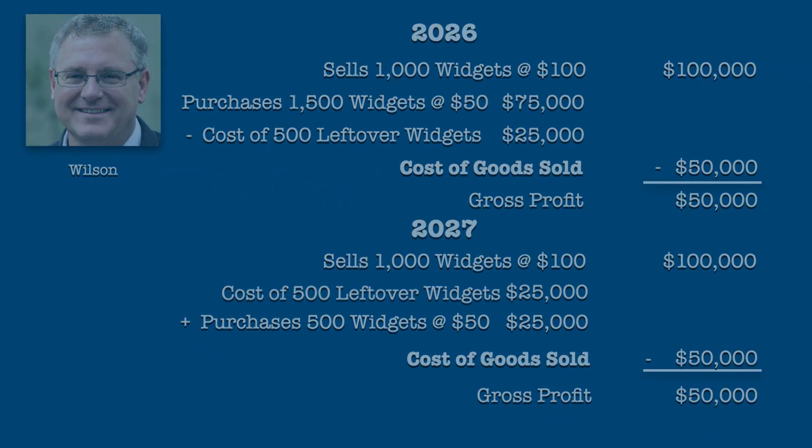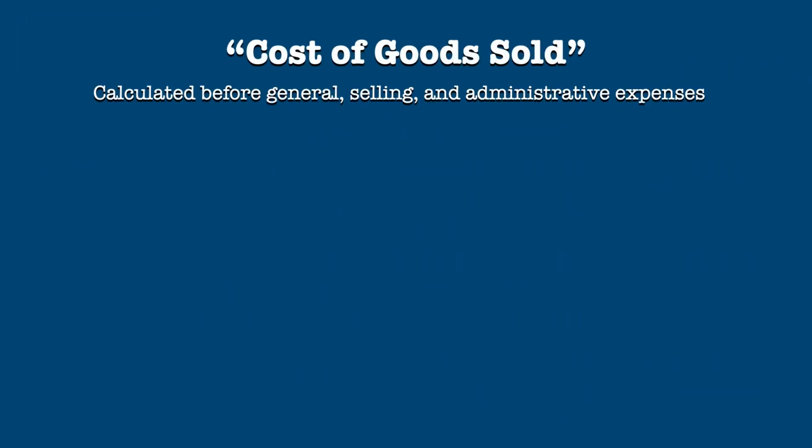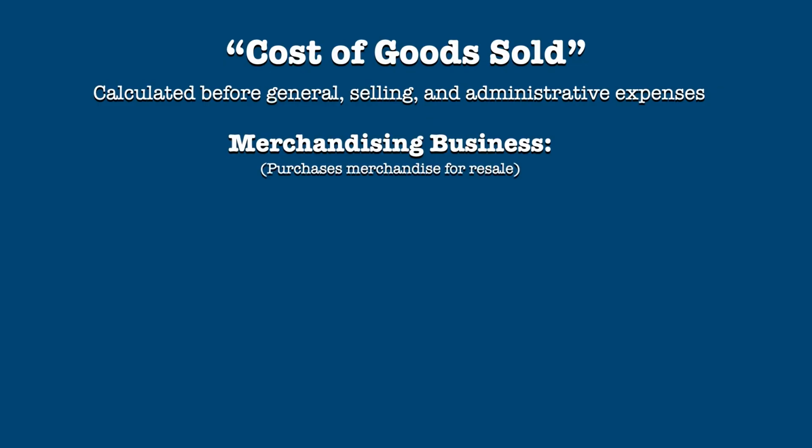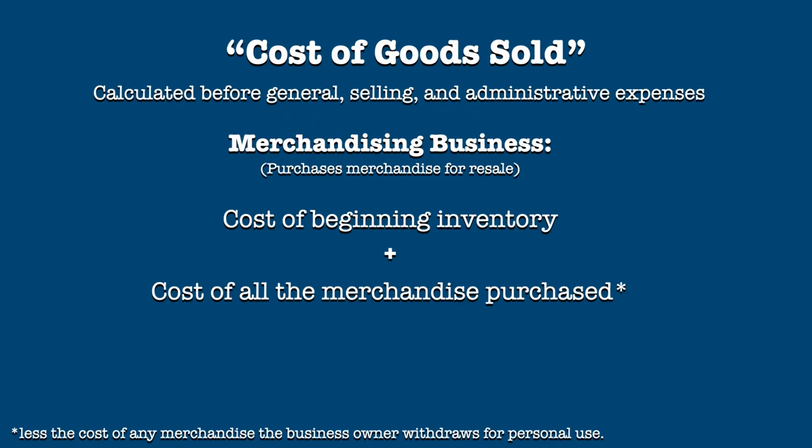Thus, we have the concept of cost of goods sold, which should be calculated before deducting from income any general, selling, or administrative expenses. Cost of goods sold for a merchandising business is calculated this way. You start with the cost of any inventory you have on hand at the beginning of the year. Next, you add the cost of all the merchandise you purchased. And finally, you subtract the cost of all the merchandise you have on hand as of the end of the year, which then becomes the beginning inventory for the next year.